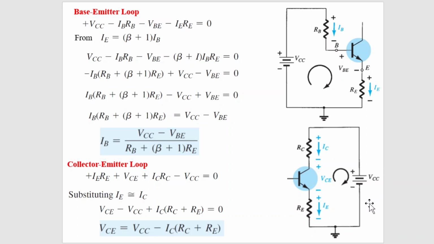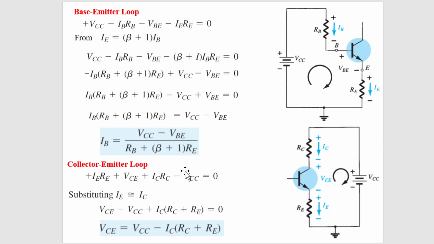Now you can apply Kirchhoff voltage law. If you start from here, that is plus ICRC plus this voltage drop plus this voltage drop plus this voltage drop. So plus ICRC plus VCE plus IERE minus VCC equal to 0. And we will approximate here.